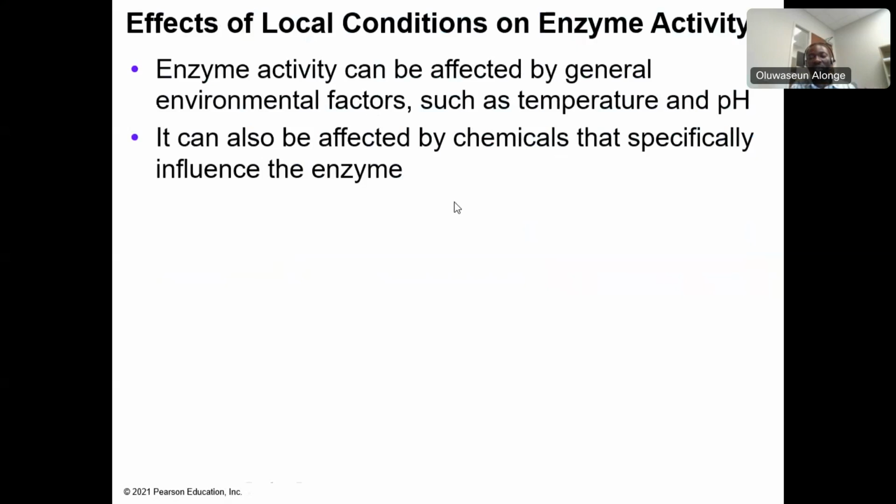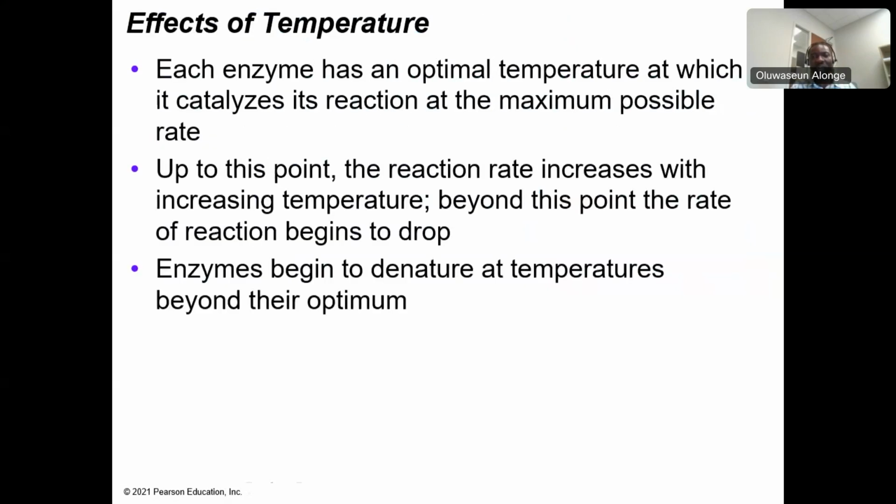So those are different temperatures. We call the temperature that is going to produce the best result for an enzyme the optimum temperature. Then we call the pH optimum pH. Now, each enzyme has an optimal temperature at which it can catalyze a reaction, all right? The optimum temperature does not mean highest temperature and it does not mean lowest temperature. It's usually a little above the middle, but it does not mean the middle. All right. So up to this point, the reaction rate will increase with increasing temperature. Beyond this point, the rate will also drop.